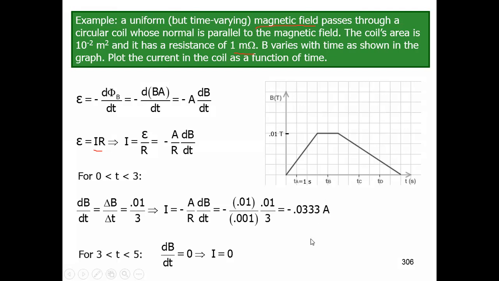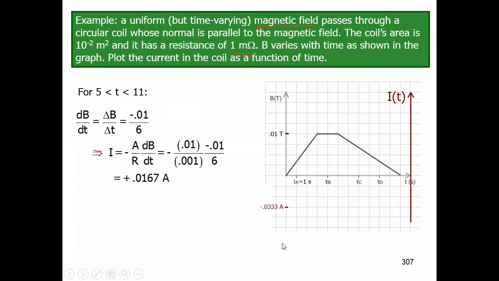For t lying between 3 and 5, of course its slope is 0 because this is constant. And after that, the slope is decreasing, so we can find delta B upon delta t. Delta B is again 0.1, because from here to here it comes down 0.1 in the next 6 seconds. So this will be positive 0.167 ampere. Of course, because the slope is negative but one negative is already there, that's why it has become positive. Yes or no?